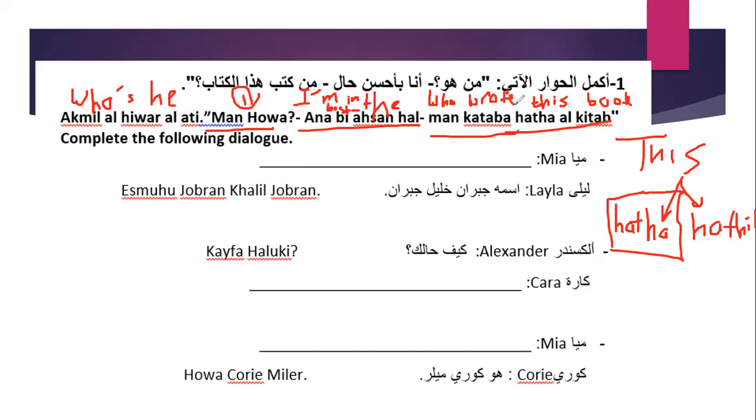Let's start. Mia is talking to Layla. She says, اسمه جبران خليل جبران. What do you mean by اسمه? اسمه is name. And at the end we have who. What does who mean? His name, okay? So his name is Jubran. So what do we choose, guys, here? His name is Jubran.